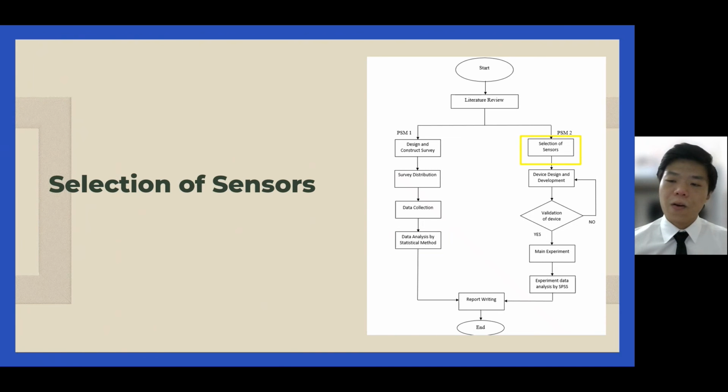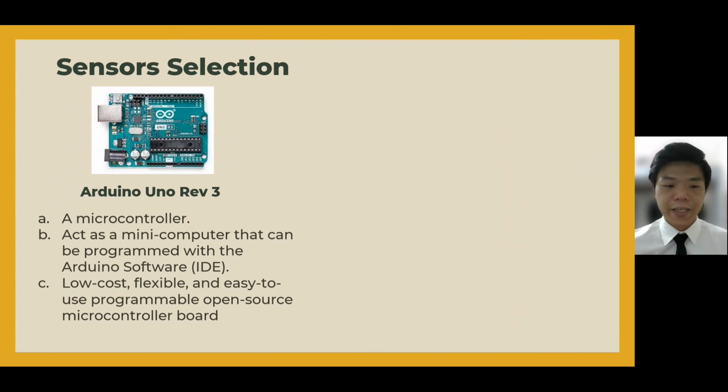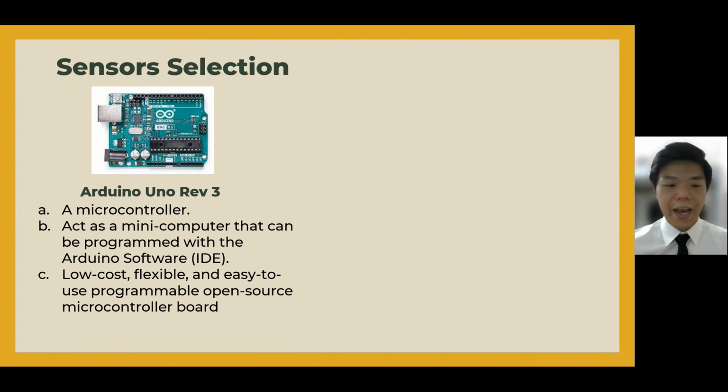So for selection of sensors, the first sensor that is suggested is Arduino Uno Rev3. So it is a microcontroller. It can act as a mini computer that can be programmed with the Arduino software IDE. So it can be downloaded from the website without any charges. So it is a low-cost, flexible, and easy-to-use programmable open source microcontroller board.